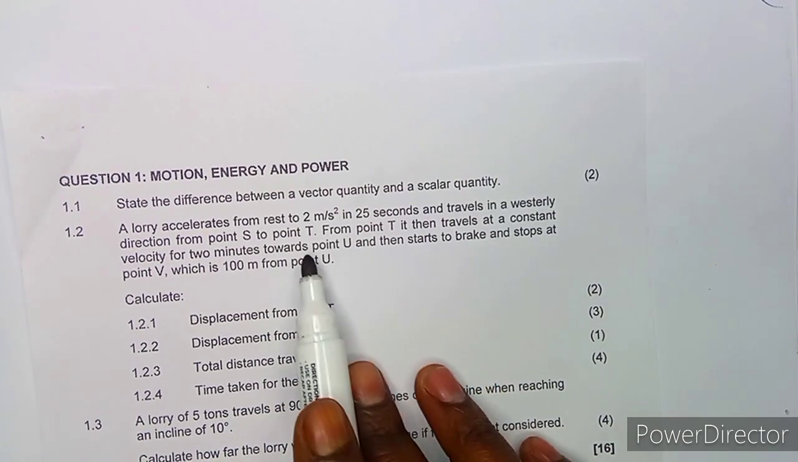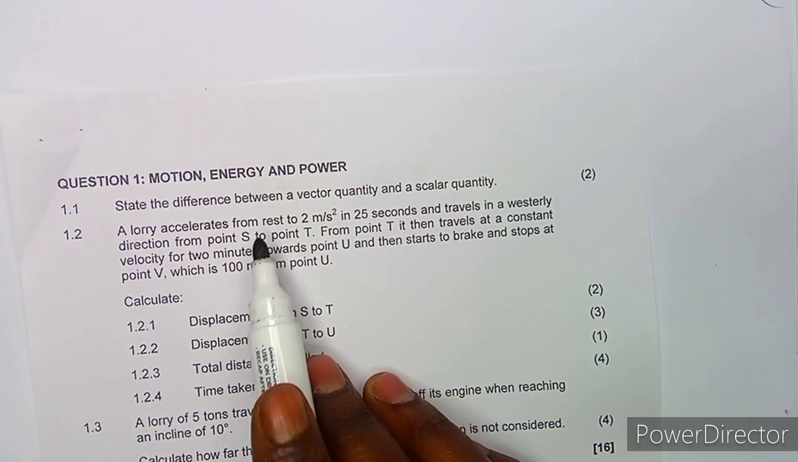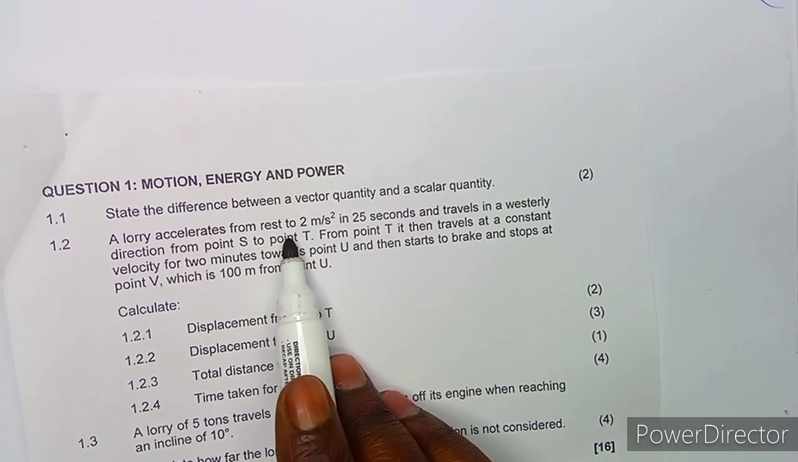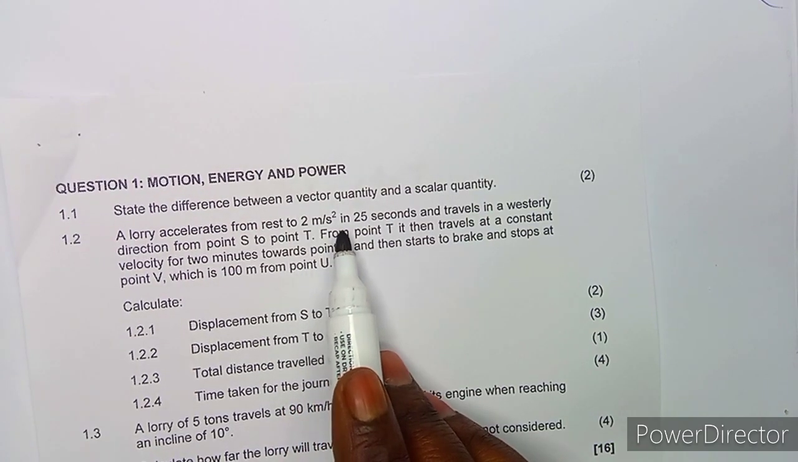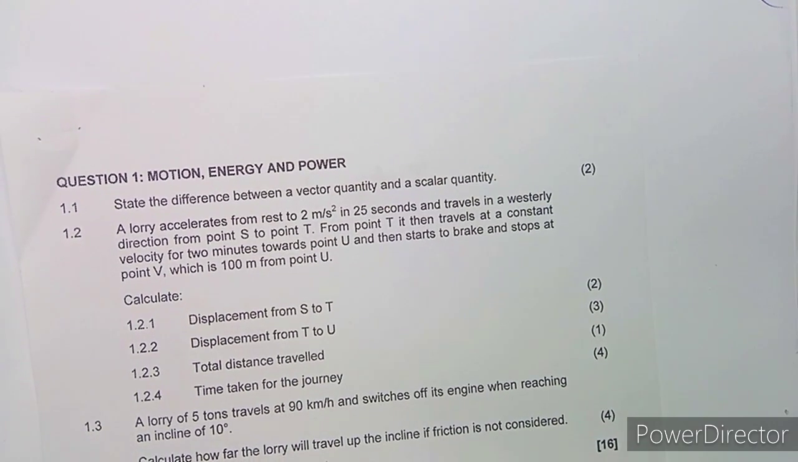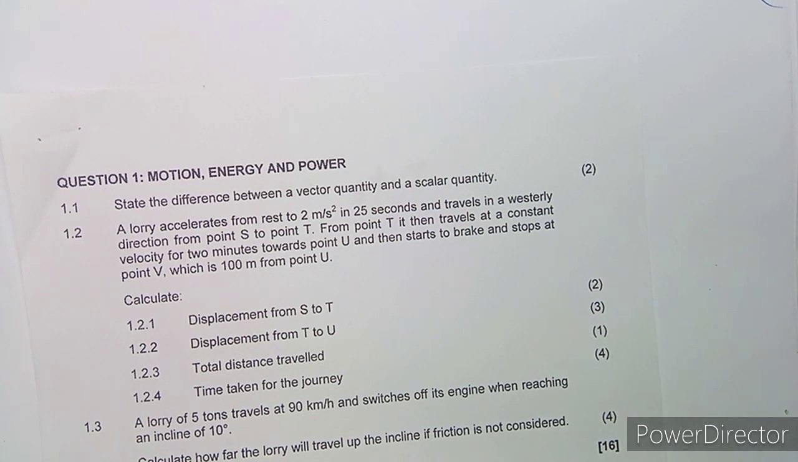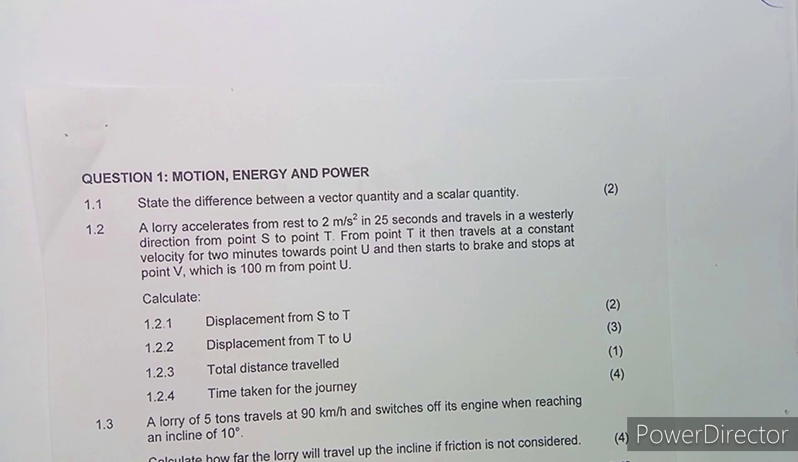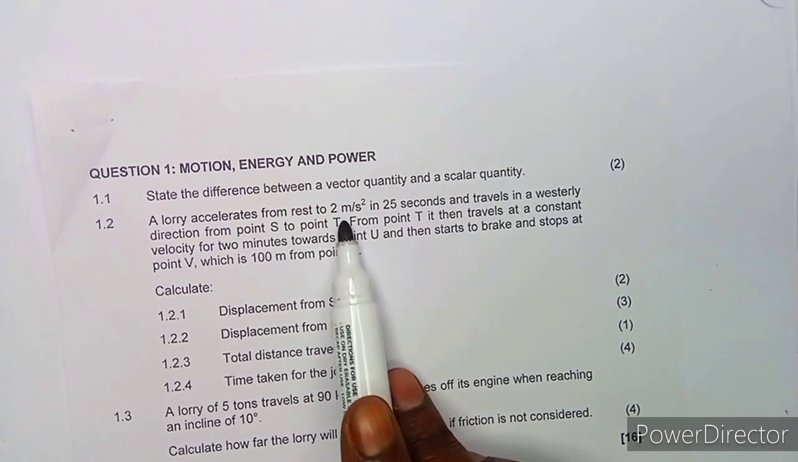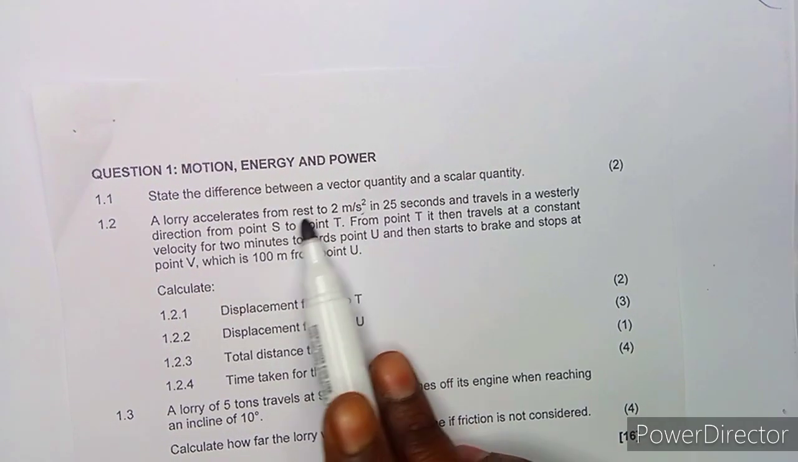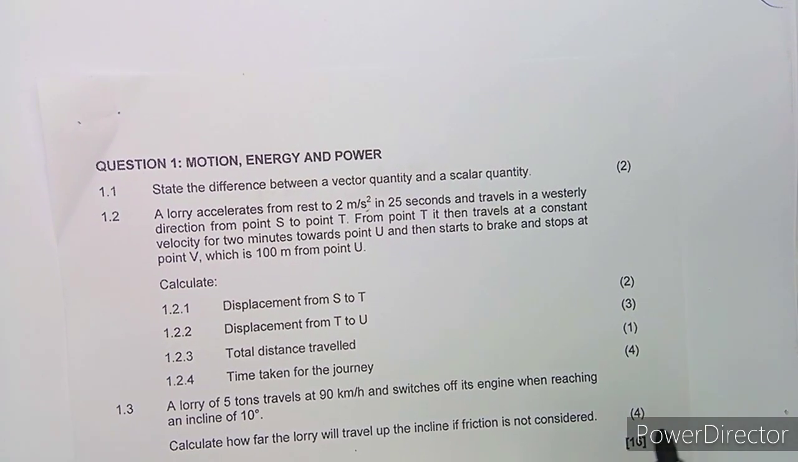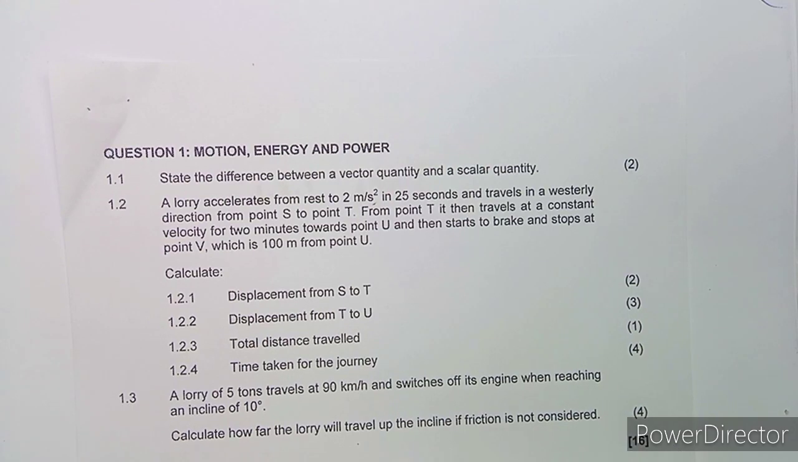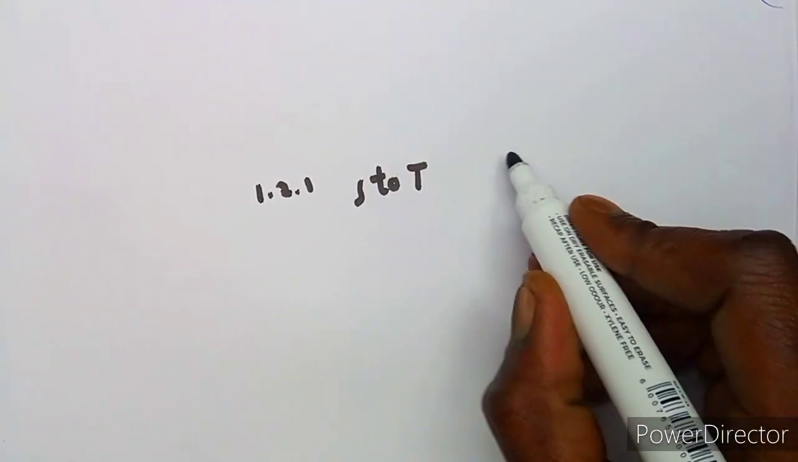From this part from S to T, it started from rest, and I told you guys, from rest means your initial velocity is 0, to 2 meters per square second in 25 seconds. So also take note, guys, of how the information is given. When you are given a velocity, it means you are supposed to get your final velocity, but here they are not giving us final velocity, they are giving the acceleration. But how the statement is written is something else. Anyways, let's just take it the way that we are given.